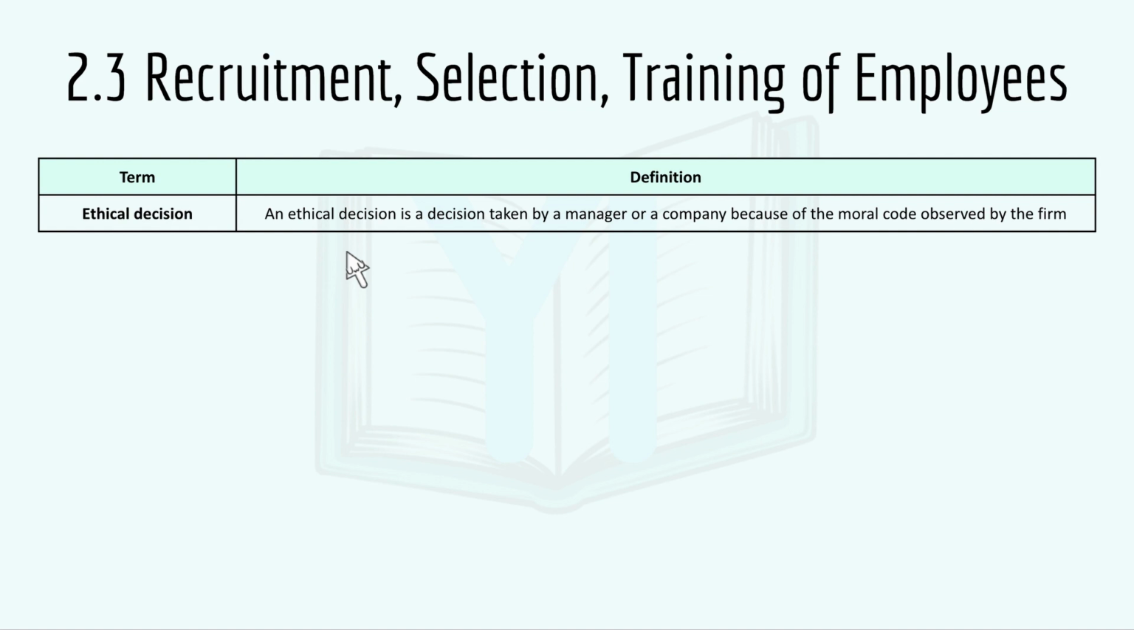And that's it for the specification 2.3 for recruitment, selection, training of employees for IGCSE Business Studies.